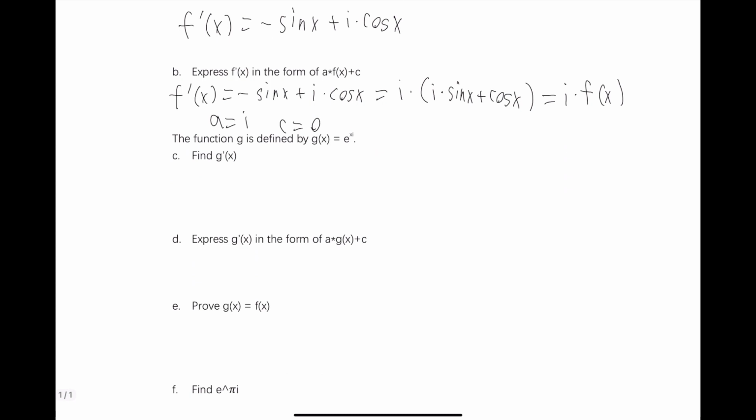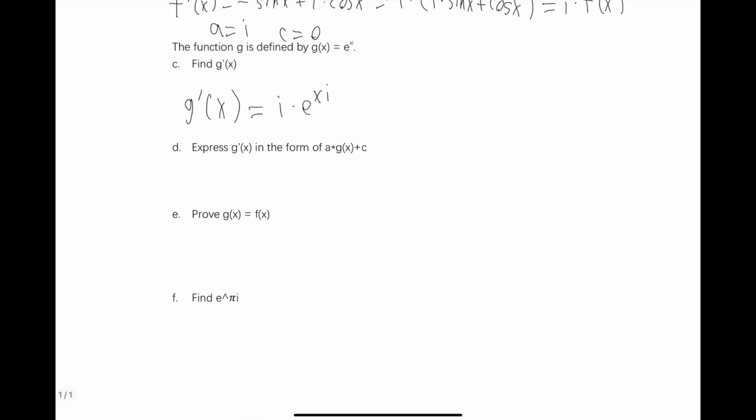Next, g(x) equals e to the power of xi. Then the derivative is i times e to the power of xi, because e to the power of x has a derivative of e to the x, and here we just replace x with xi and it will multiply an i in front.